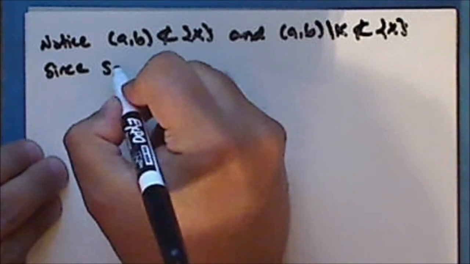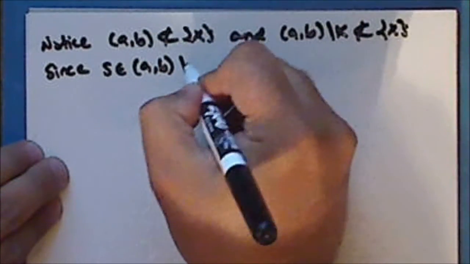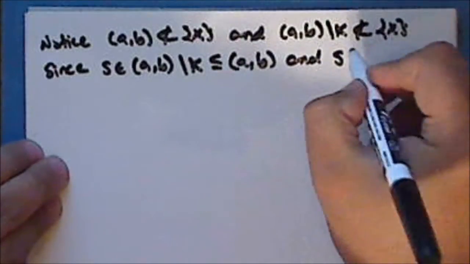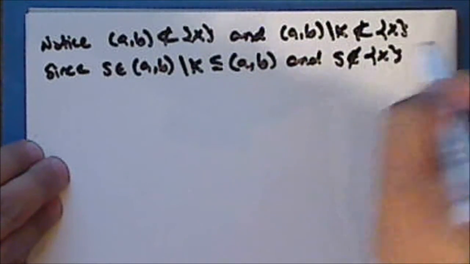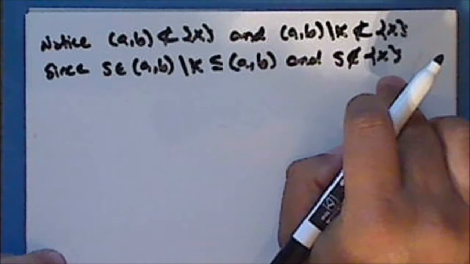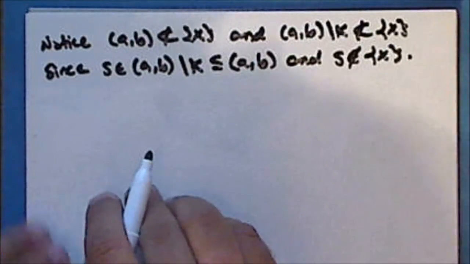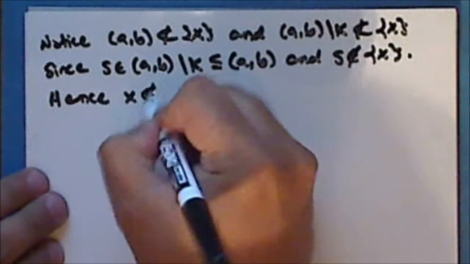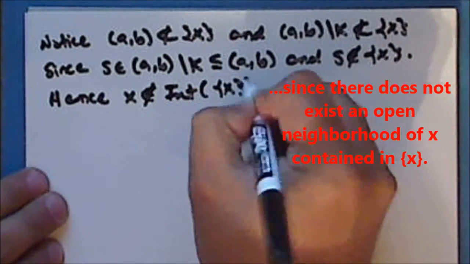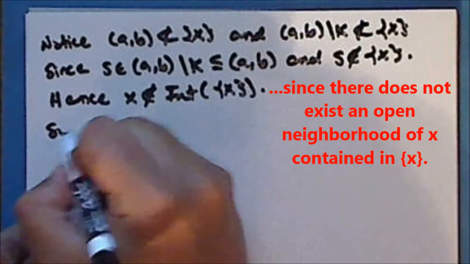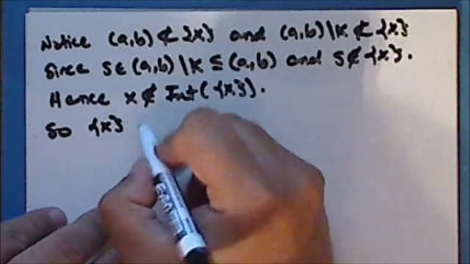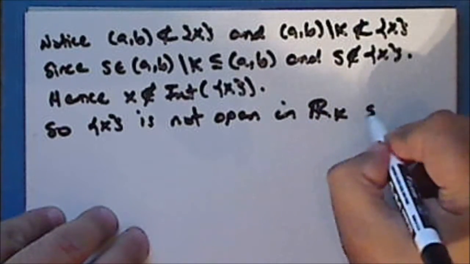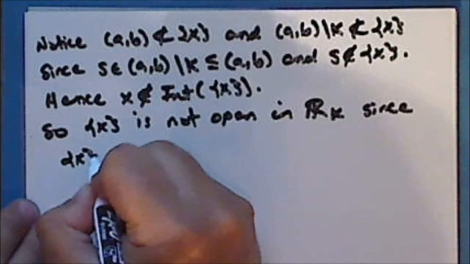Since the irrational number S is in the relative complement of the set K in the open interval from A to B, which is a subset of the open interval from A to B, and the irrational number S is not contained in the singleton containing the point X, since S is strictly less than X, and hence the point X is not in the interior of the singleton containing the point X, and so the singleton containing the point X is not open in the space of reals with the K topology, since the singleton is not equal to its interior.